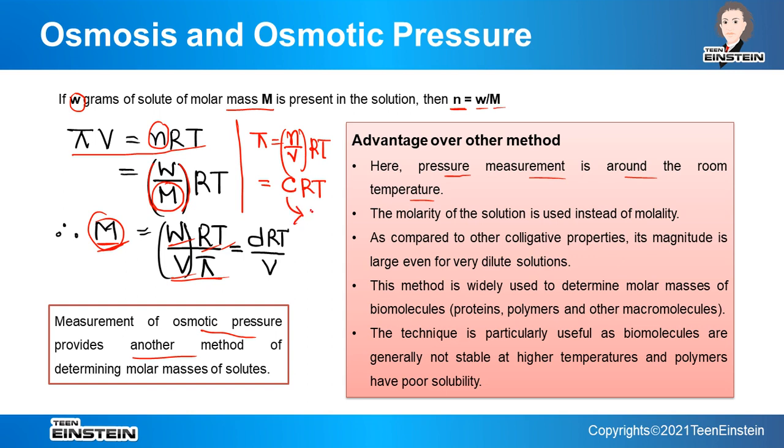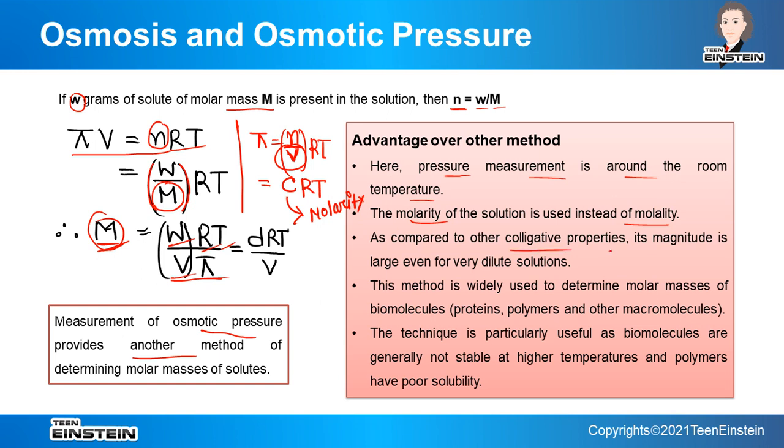So C is basically here molarity, because it is number of moles per unit volume. It is not weight, it is moles by volume, so it is molarity. Unlike other colligative properties where we have used molality, now we are using molarity. So we don't need the weight of the solvent. If we know the volume of solution, that is fine, because this V is volume of solution. Separately we don't have to find out the weight of solvent. That is not required. This is another advantage.